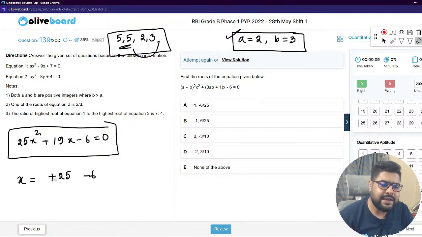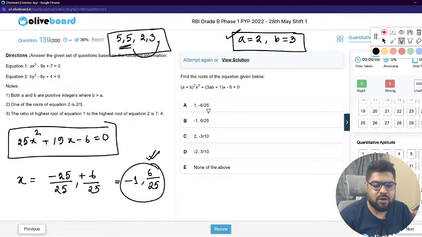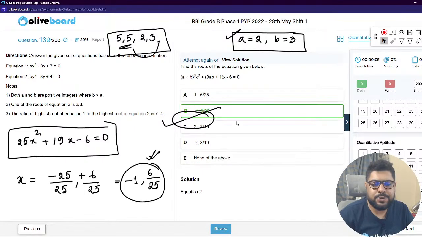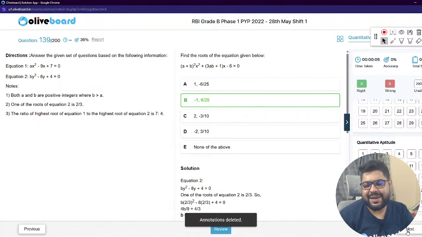Now what I said, change the signs. Then divide by the coefficient of x square. So this is minus 1 comma 6 by 25. That's your answer. Minus 1 comma 6 by 25. Option number B is the correct answer. This is as simple as it gets.